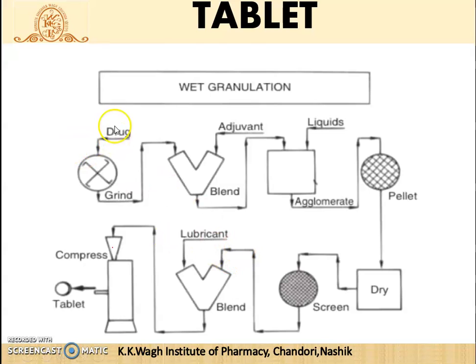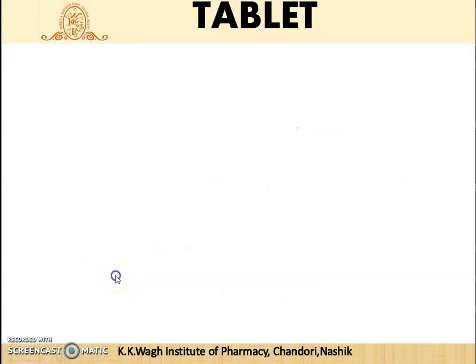This one is the diagrammatic representation of the wet granulation. In this wet granulation, first one, the drug is ground, then blended with the suitable adjuvants. Then agglomerate is formed by adding some liquids. After that, the mass is passed through the pellets, and after passing through these pellets, these are dried, and then the dried particles are screened off, and these are again blended with the suitable lubricants and passed to the compression machine for the tablet compression. Then we see the dry granulation.